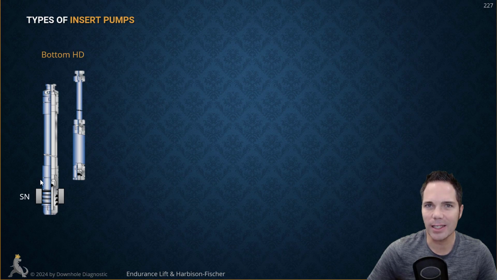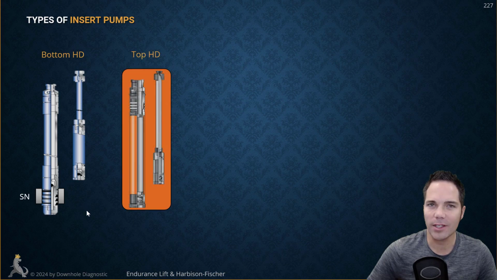So you're not going to have issues with your barrel bursting like you might have if you have a top hold down pump. And so a top hold down pump, this is where the seating nipple is. And so the seating nipple is right here. So your barrel is sticking down out from your production tubing.